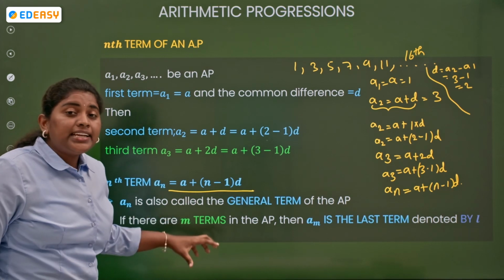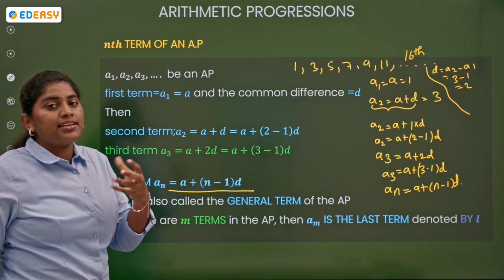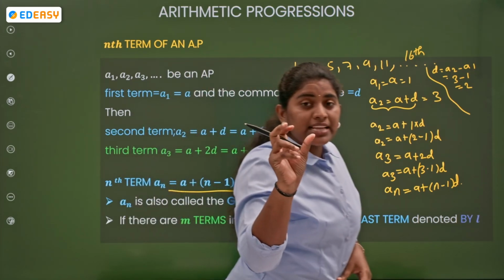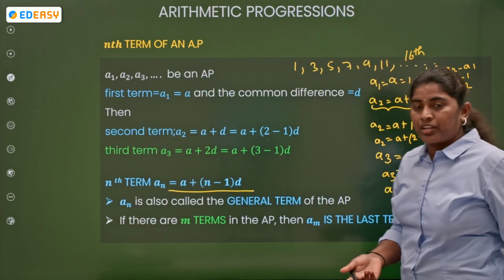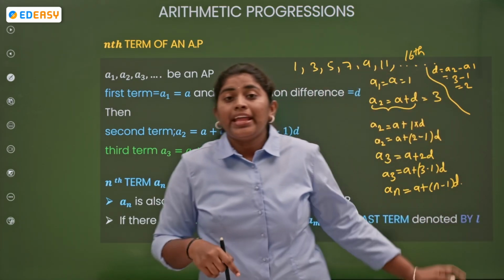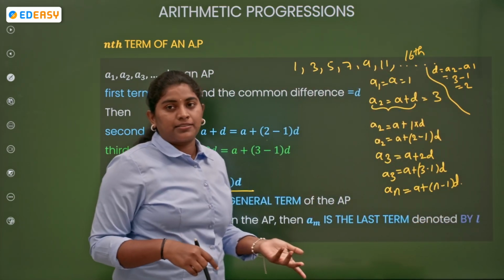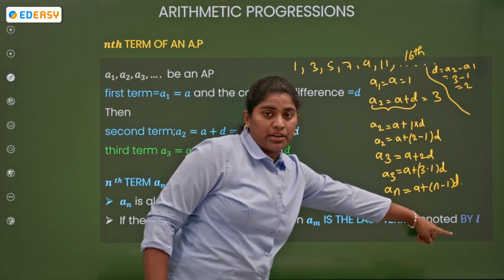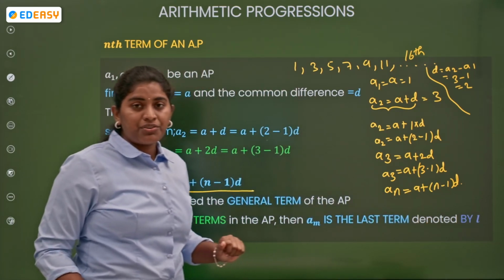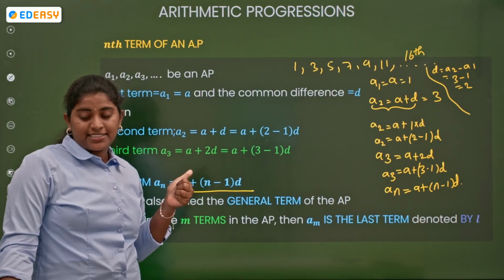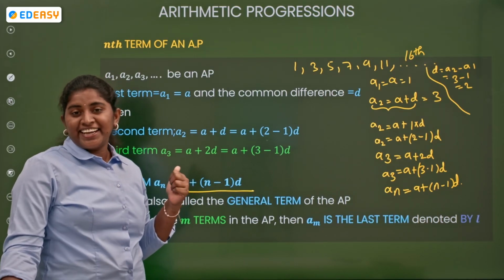Now we can take an as your last term. That means when the AP is ending with your an. If there are m terms, then am will become your last term, and that last term is denoted by small l. Clear about this, everyone? Clear about the nth term of an AP? Yes. Nice. Any doubt?